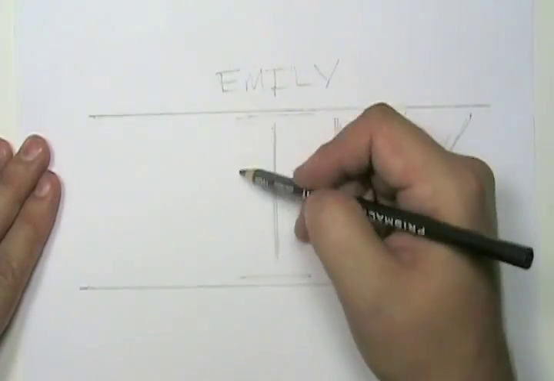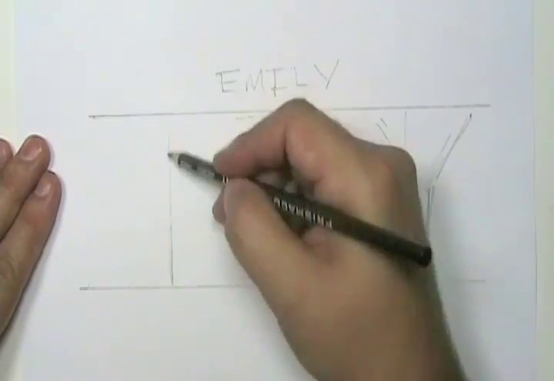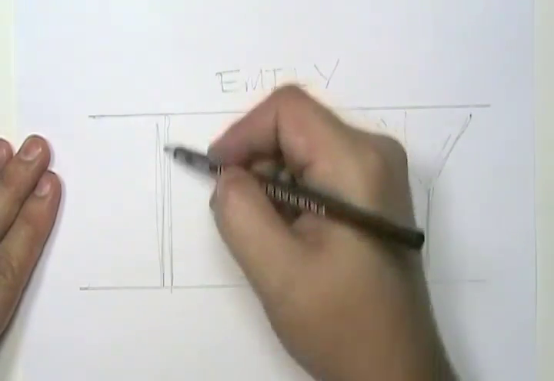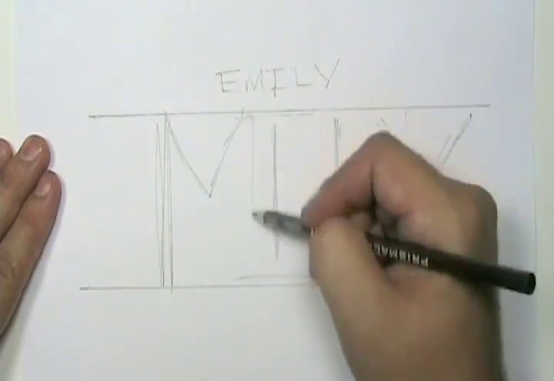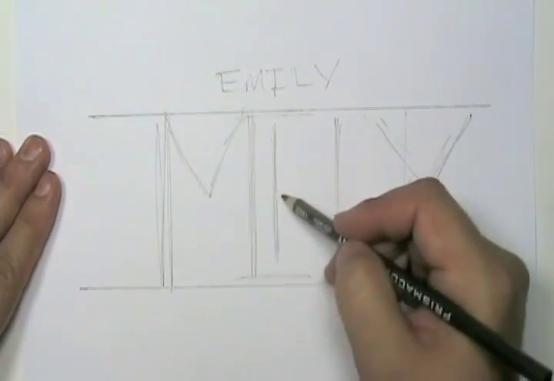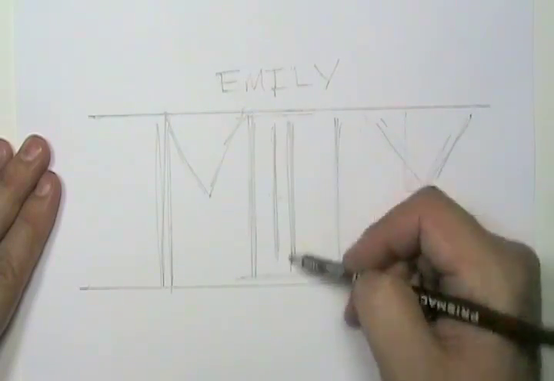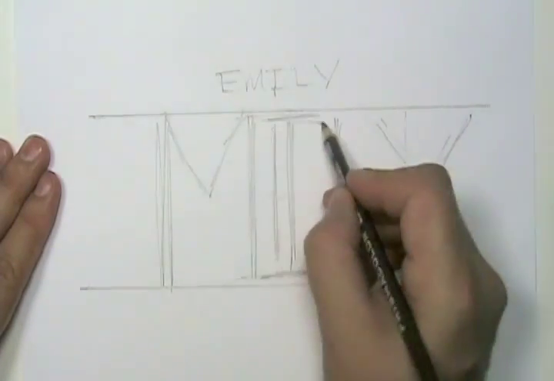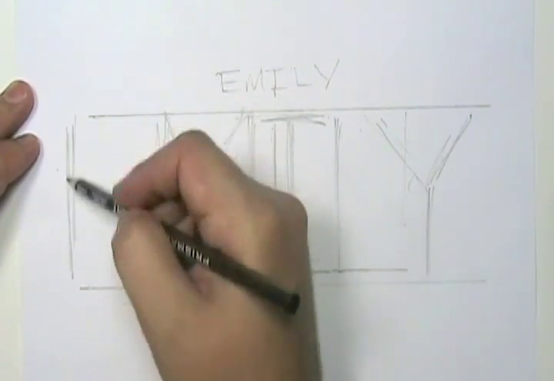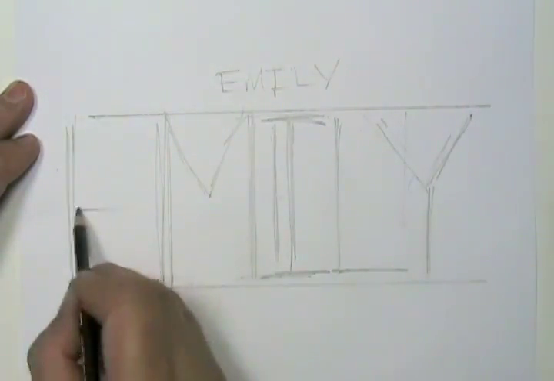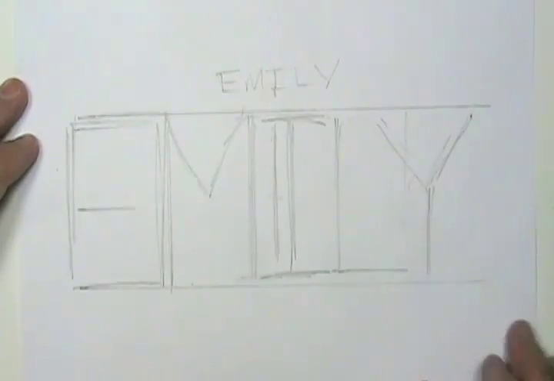Now, the M is often bigger than, say, the I or the L. So I'm going to bring the M over, and I'm going to let it nudge up against the I, and I'm actually going to bring that I over just a little bit, since it can be thinner. And then we're going to come over here, and we'll place an E right there.